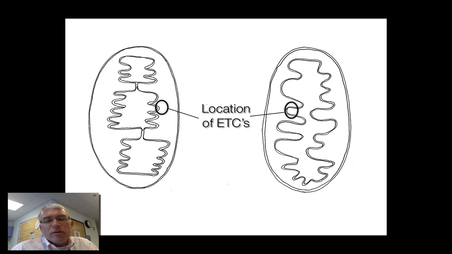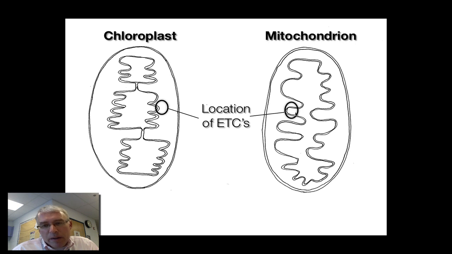And the first thing we're going to do is label some parts of a chloroplast and a mitochondrion. And I'll give you a handout in class so you can write this information down. First thing I want you to do is label the location of the electron transport chains. Now, we've already talked about the electron transport chains in mitochondria. It's located on the cristae, which are these folded membranes.